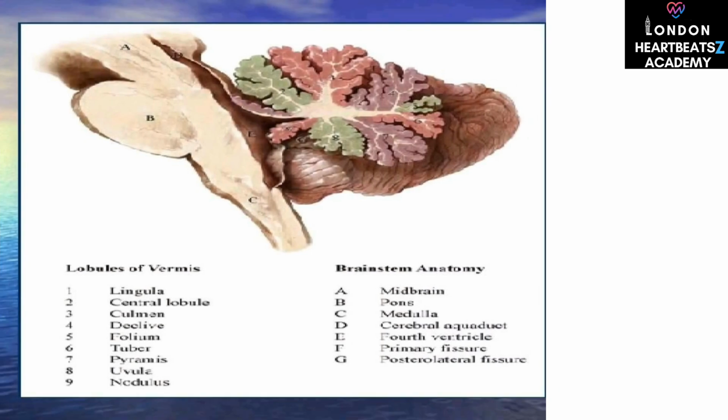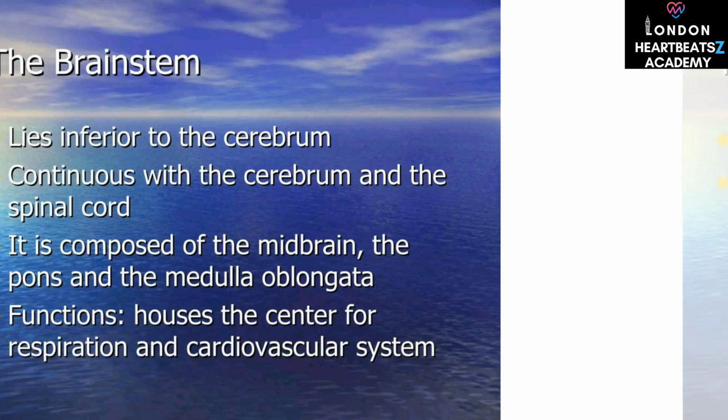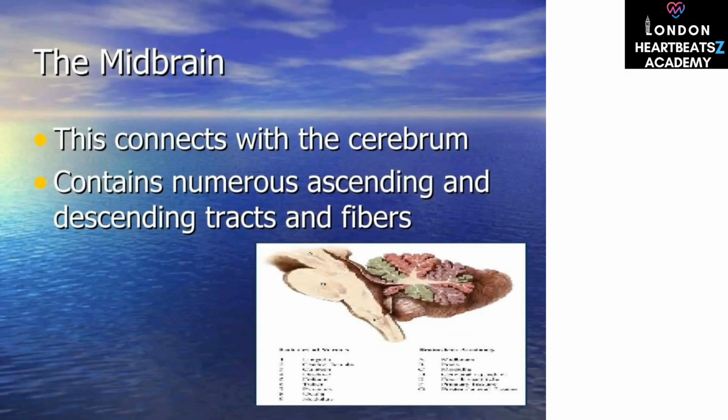This diagram illustrates the anatomy of the brainstem and cerebellum, labeling the lobules of the vermis and key brainstem structures like the midbrain, pons, and medulla. The brainstem lies inferior to the cerebrum and is continuous with the cerebrum and spinal cord. It is composed of the midbrain, the pons, and the medulla oblongata, and houses the center for respiration and the cardiovascular system. The midbrain connects with the cerebrum and contains numerous ascending and descending tracts and fibers.